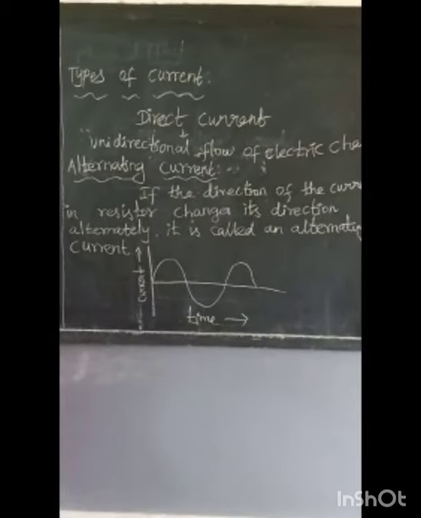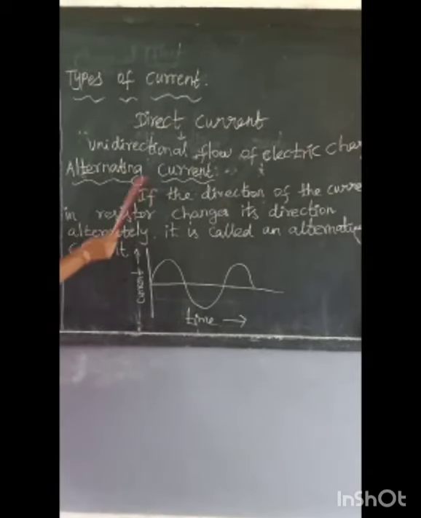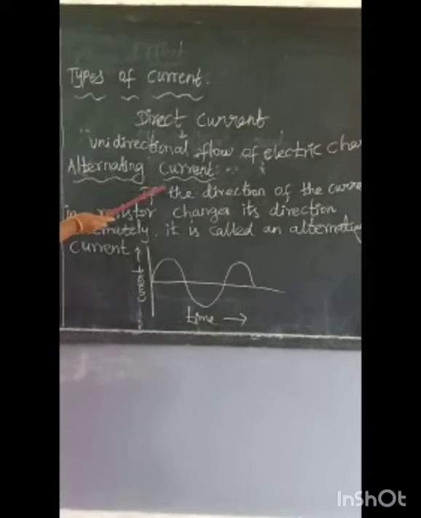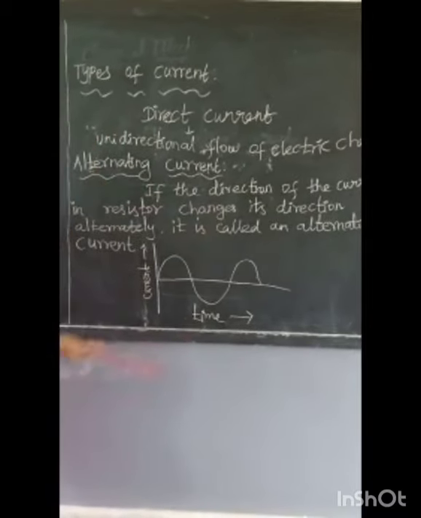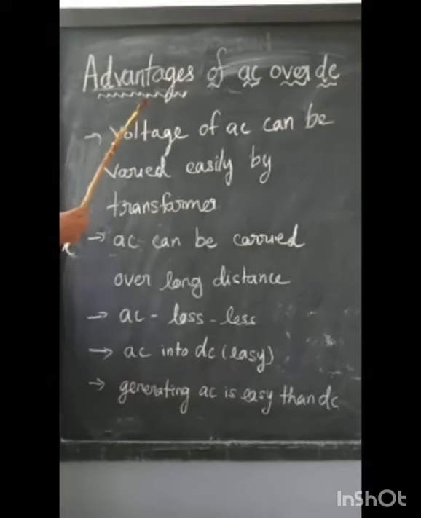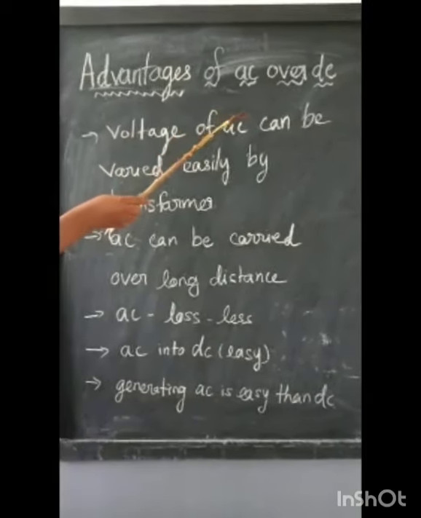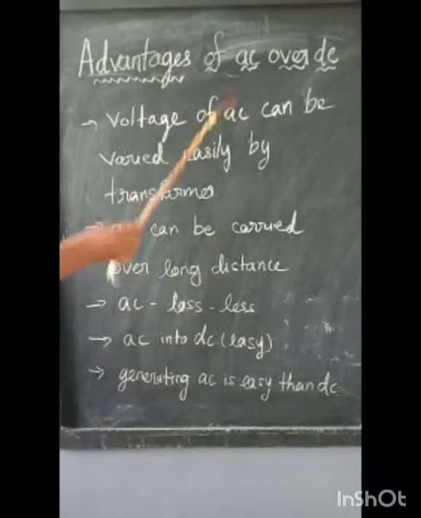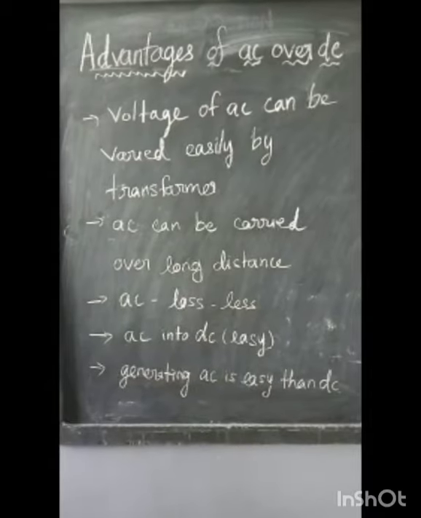For electric appliances, we should not use alternating current directly. We have to convert this alternating current into direct current, then only we can use it. Students, next topic: advantages of AC over DC. AC means alternating current, DC means direct current.